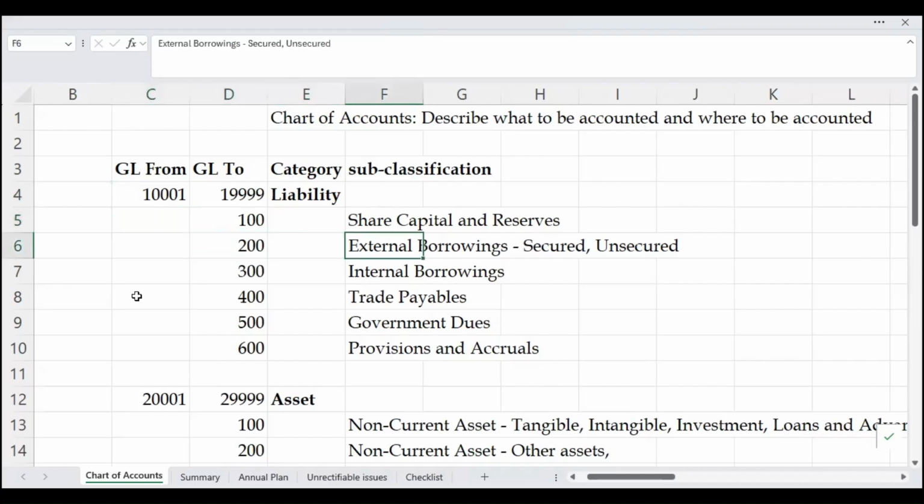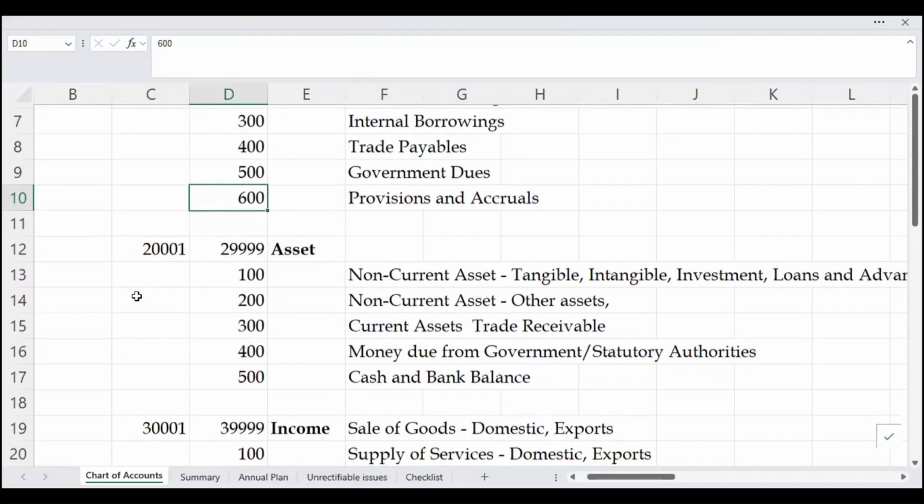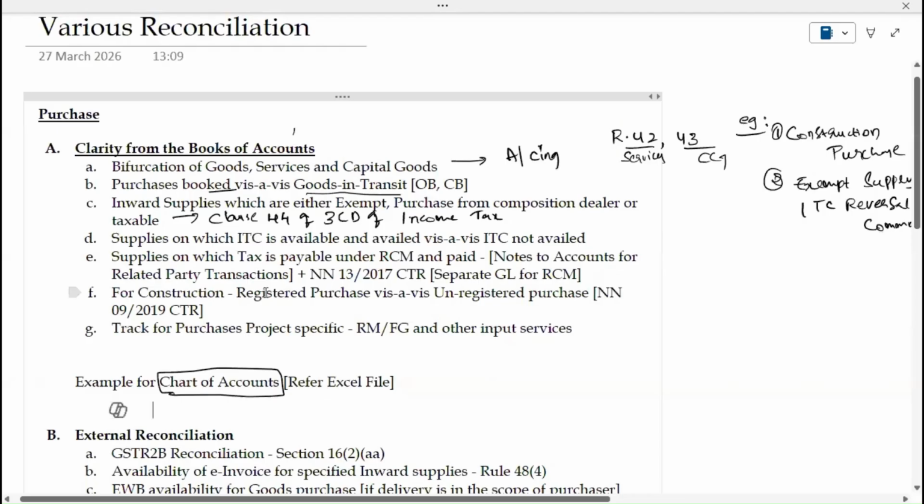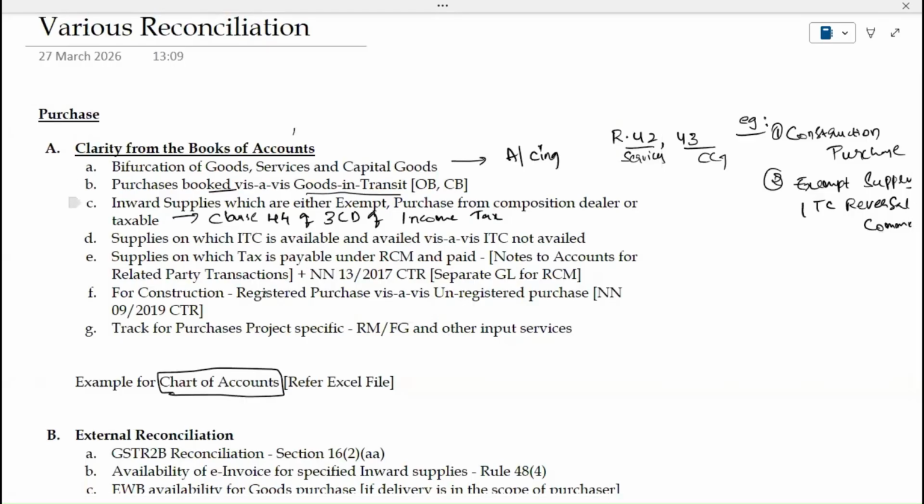I use it for borrowings. Borrowings from a bank, borrowings from any other party. Similarly, internal borrowings, like borrowings from the director, borrowings from the shareholder, borrowings from the sister company, etc. Then trade payables, it comes into say another account. Government statutory dues, EPF, ESI, TDS, GST, all those things come under a sub account at 500. Provisions and accruals 600. So likewise, if you understand, this will help you how to maintain my books of accounts to make a clarity with respect to this clause number C.